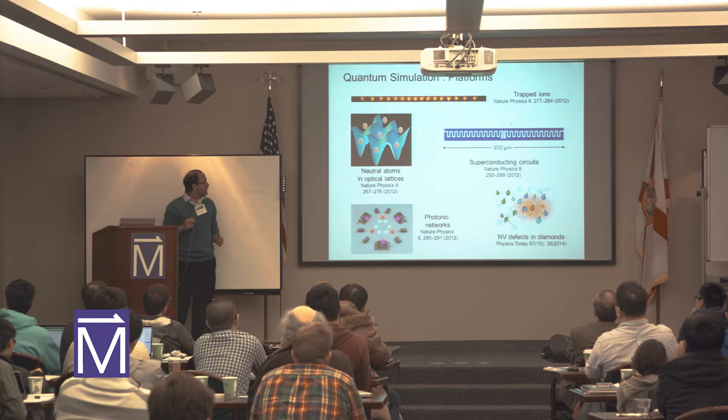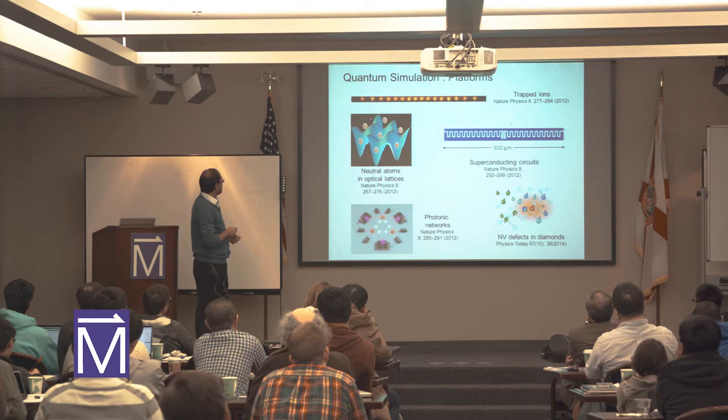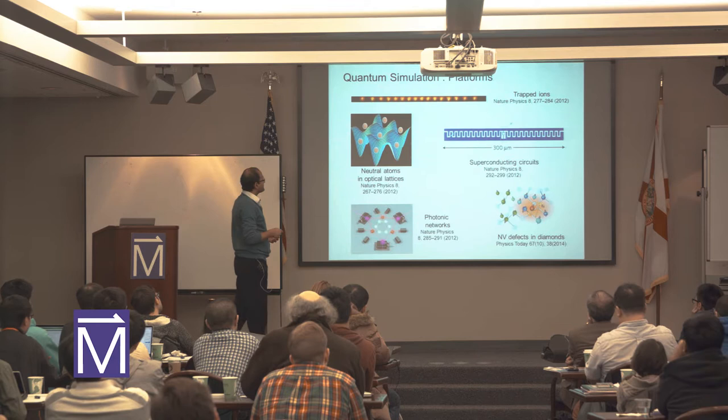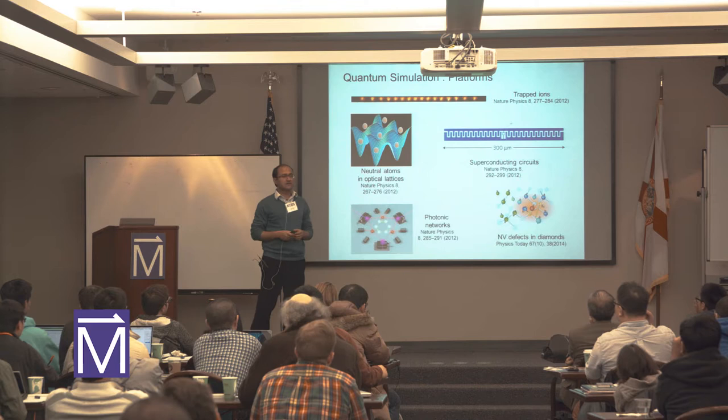So there are different systems for quantum simulation. Trapped ions, and I'm going to talk more about trapped ions here. There are neutral atom systems in optical lattices. And also there are some non-AMO platform, non-atomic systems, for example, superconducting circuits with photons, photonic networks, even defect centers in diamonds. They can all be used for doing quantum information processing.